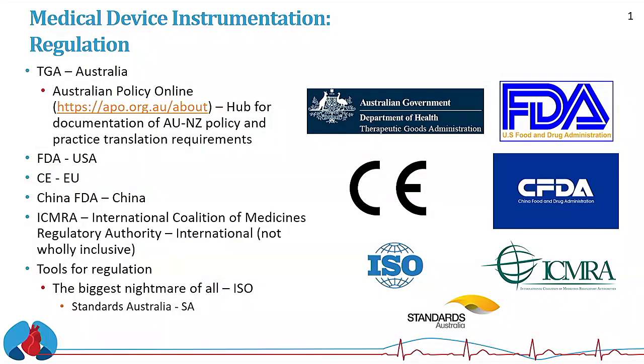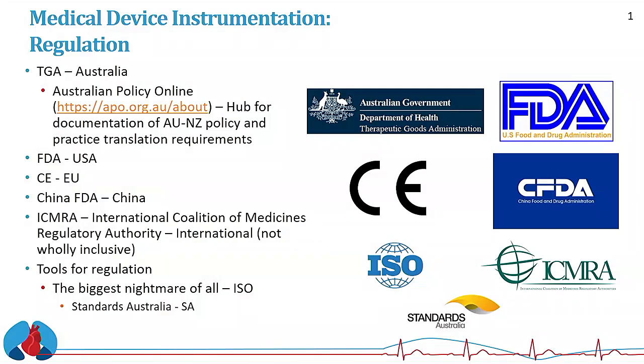So in Australia, we have the TGA. There's actually a really good online policy bank there, which is great for documentation on Australian, New Zealand medical device approval. It's a bit of a shame that you've all now handed in your assignment too, because that probably would have come in handy, but anyway, it may yet be of use to you. So the peak body is the FDA in the USA, the CE in the European Union, and the Chinese FDA in China. All of the different countries have their own peak bodies.